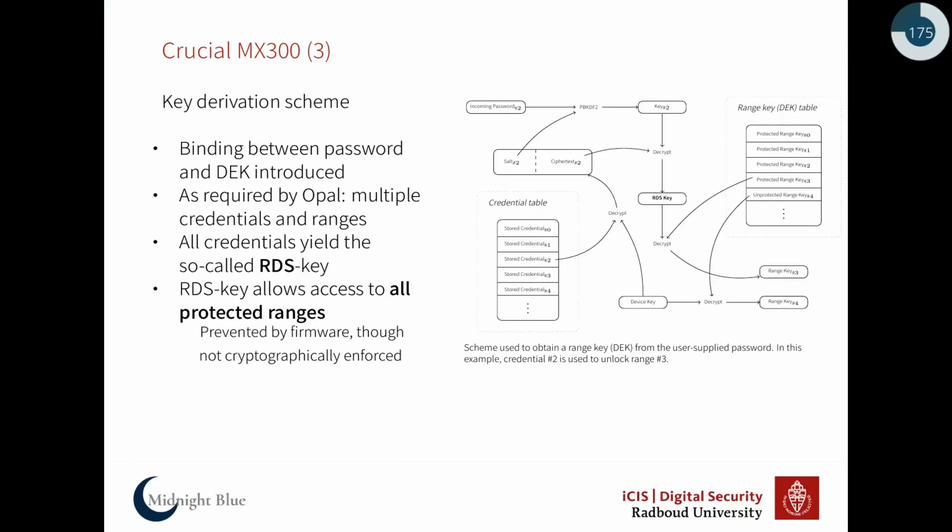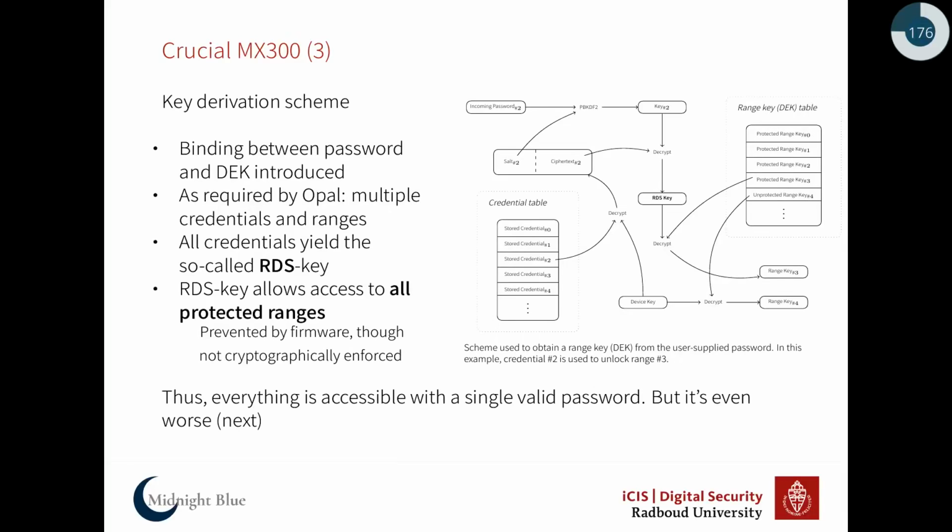So yeah, this is prevented by the firmware, but it's not actually cryptographically enforced. But you still need a single password in order to access all the ranges. And all the keys for all the unprotected ranges are actually stored in plain text, so you don't get the RDS key from them. So this could work.